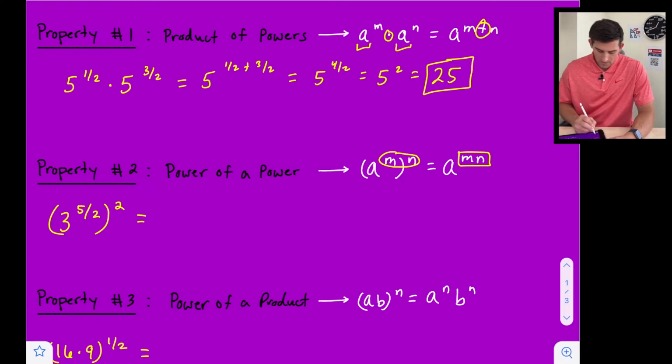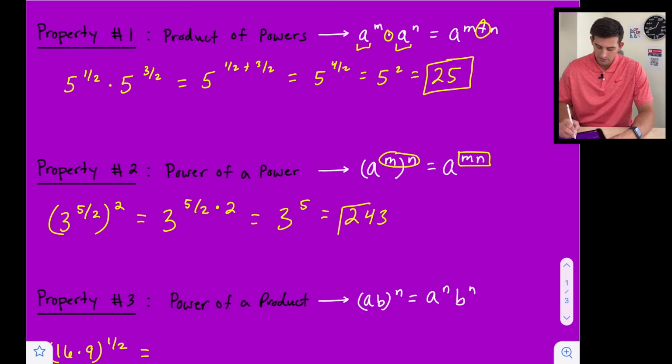All right, so here we have 3 to the 5/2 raised to the second power. So this is going to become 3 to the 5/2 times 2. Well, 5 over 2 times 2, those 2's would cancel, so we get 3 to the 5th, and we can evaluate that as 243.